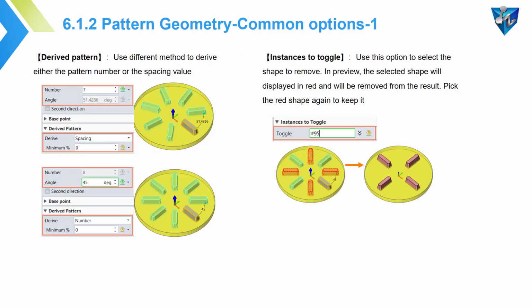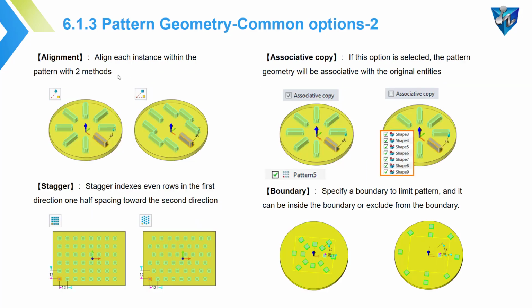And there are some common options in pattern commands. First one is derive the pattern. This option is indispensable in circular pattern, which means you can create a pattern only by pattern number or pattern space, and the other parameter will be calculated automatically. Next option is toggle instances. This one is easy to understand. We can use it to select the shapes to remove.